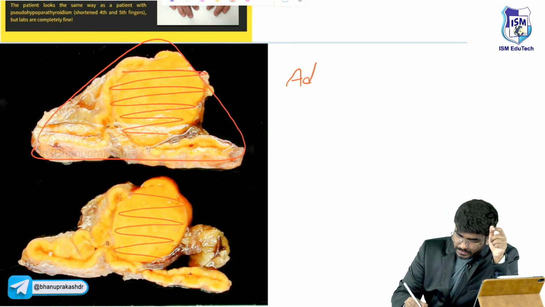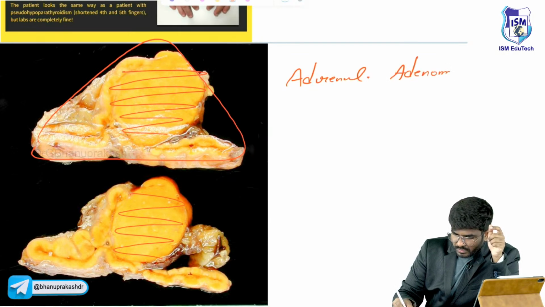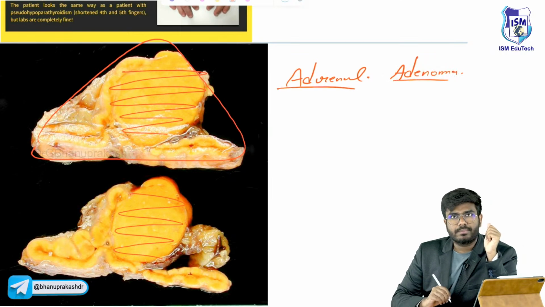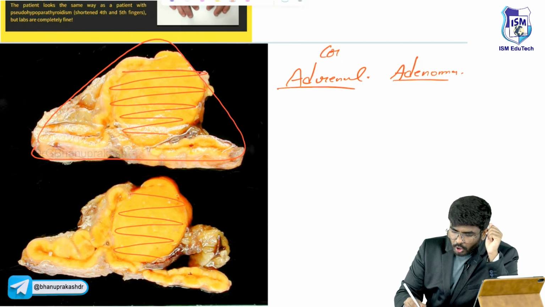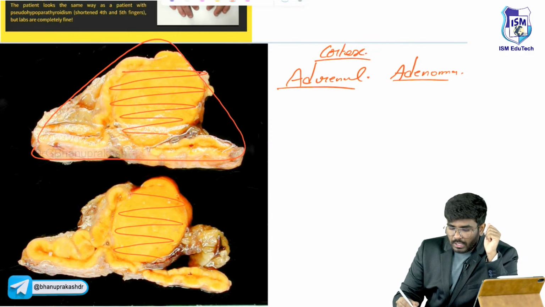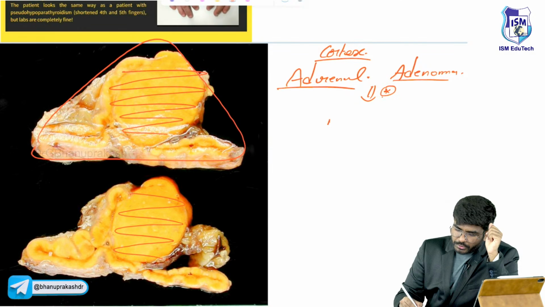This is called adrenal adenoma. Where is it present? It's present in the cortex, not in the medulla. Now this adrenal adenoma, do you know what it will do? The tumor is going to produce an excessive amount of aldosterone, a steroid.